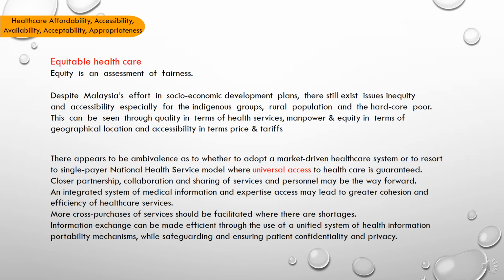When we talk about equitable healthcare, equity is an assessment of fairness. So despite Malaysia's effort in socio-economic development plans, there still exist issues of inequity and accessibility, especially for the indigenous groups, rural population, and the hardcore poor. This can be seen through quality in terms of health services, manpower, and equity in terms of geographical location and accessibility in terms of price and tariffs. So this issue of universal access, how do you give universal access?